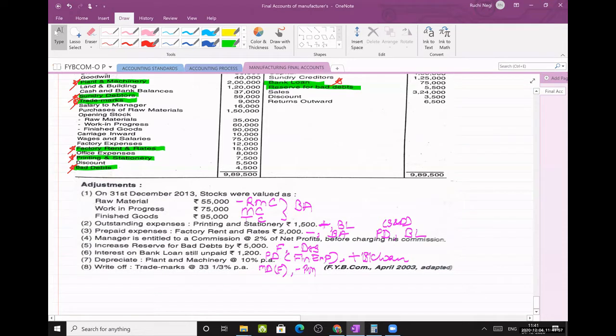Okay, so its adjustments will obviously have two effects. One effect will be your P&L account debit under the heading office, and second effect, obviously you all know, less from trademark in the balance sheet asset side.